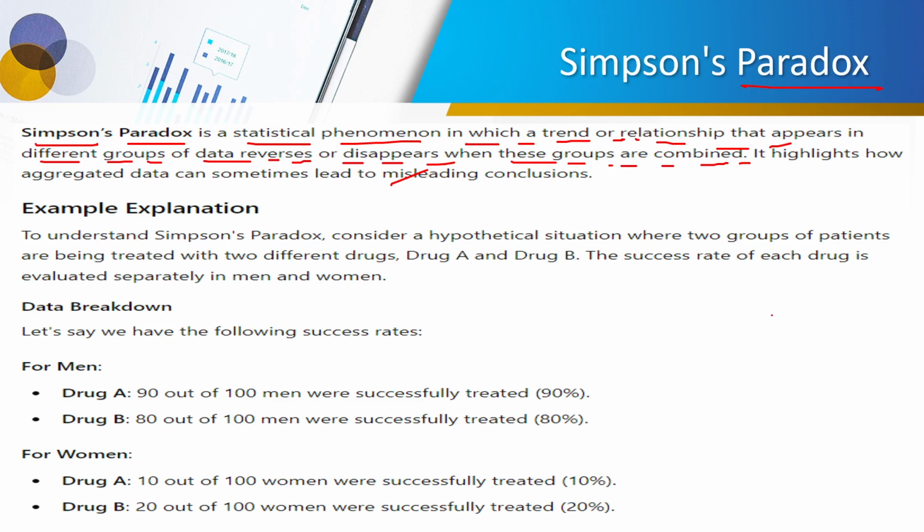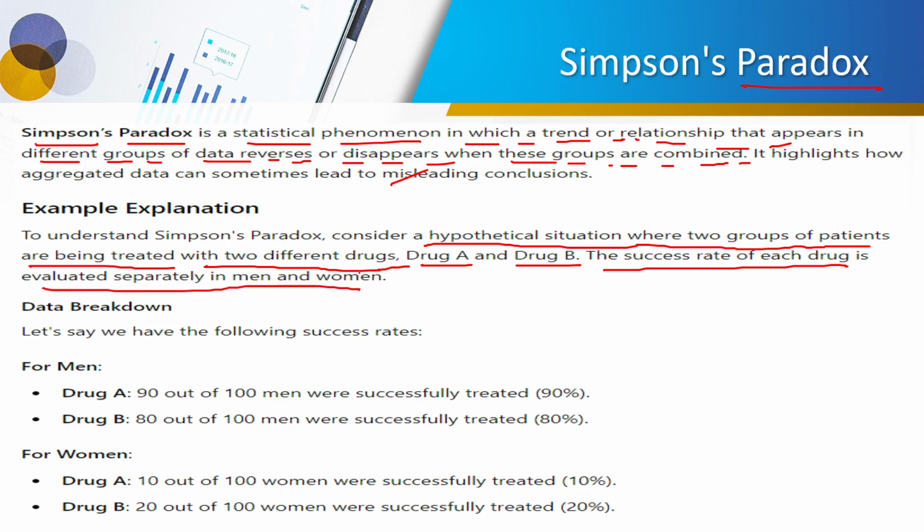What is the meaning of that? They have given one example. Just see this example. Now we have to understand what Simpson's paradox is here. So we are considering one hypothetical situation where two groups of patients are being treated with two different drugs, drug A and drug B. These are the two drugs we have, and we have two different groups that we are treating. The success rate of each drug is evaluated separately in men and women.